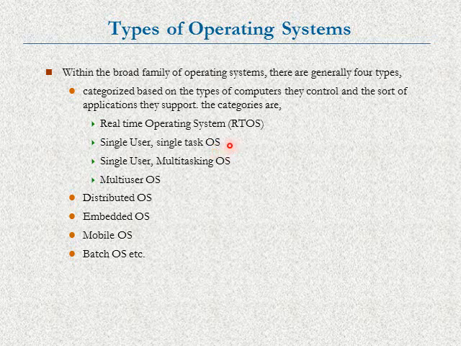Then when the capacity or capabilities of these machines, the hardware, were enhanced, and we had more heavy machines which can accommodate more tasks or multiple tasks simultaneously, we moved to the single user multitasking operating system, where the user was one, but there were multiple processes running in the system simultaneously.